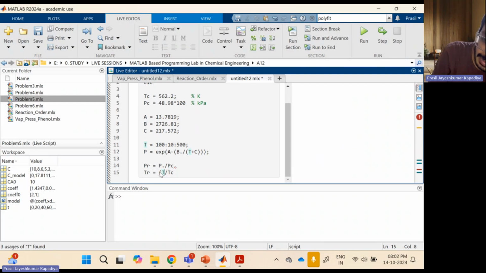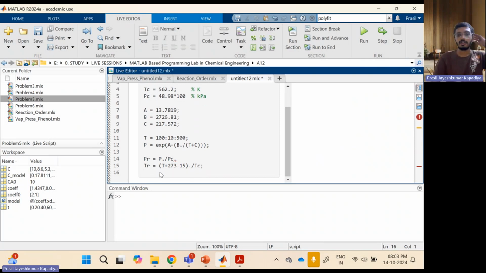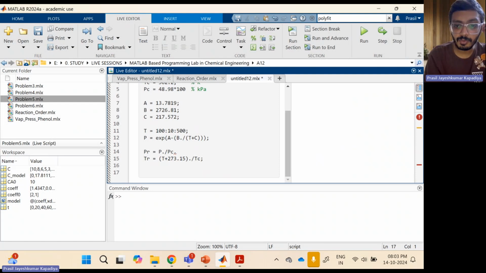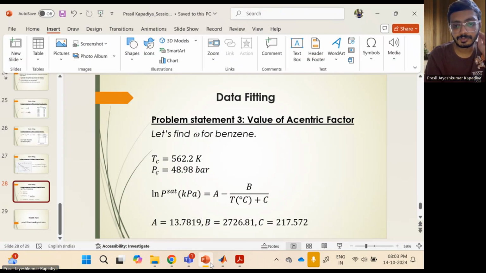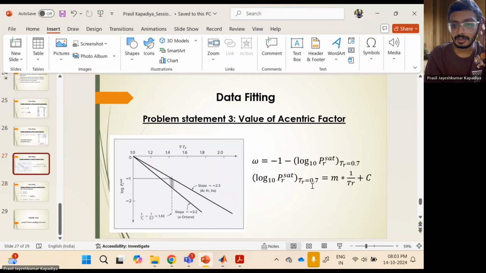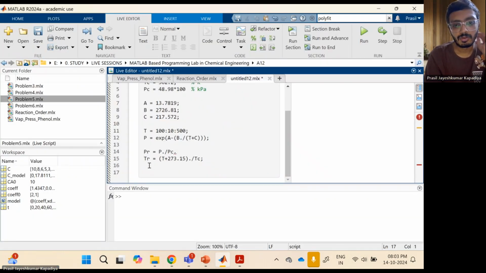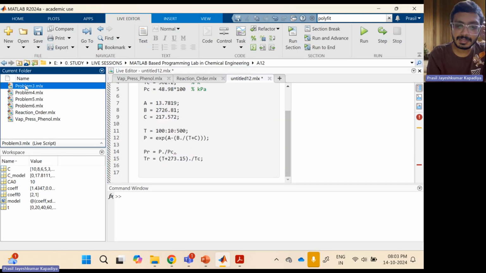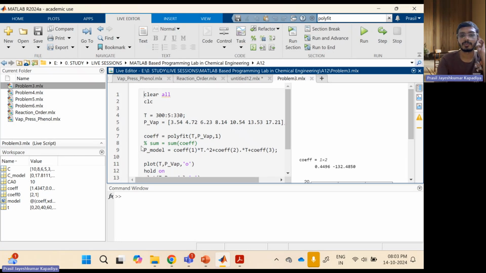So what can I do? I can do T plus 273.15. Here it should be in Kelvin. Okay, so I have found PR and TR. Now what do I need to do? I need to fit my first order polynomial to find this log base 10 PR sat. Okay, so I can write down log. Okay, how can I do it? Let's first copy this format. So I will find out the coefficient.